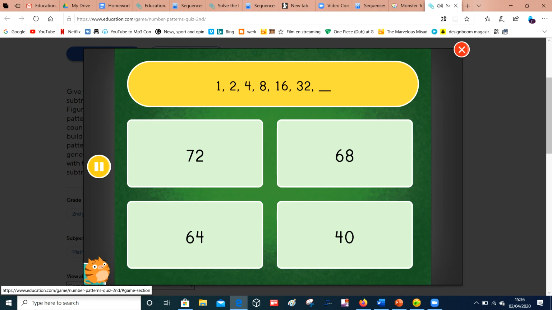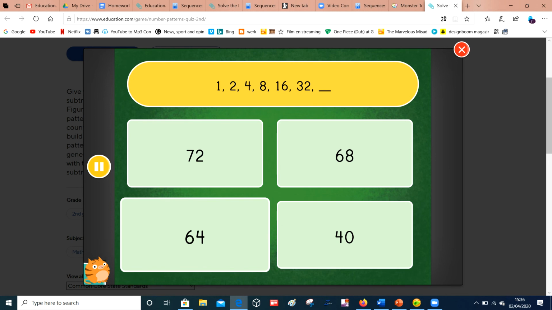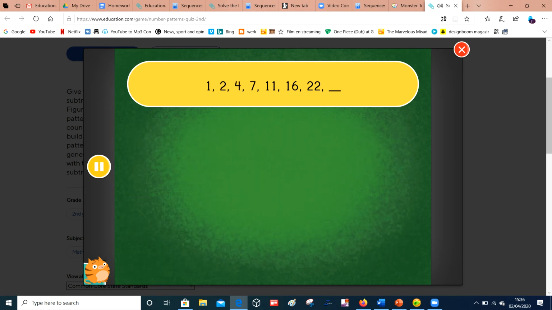Okay, so we've got 1, 2, 4, 8, 16, 32. I think we're doubling. What is double 32? You got it. It's 64. Good job.